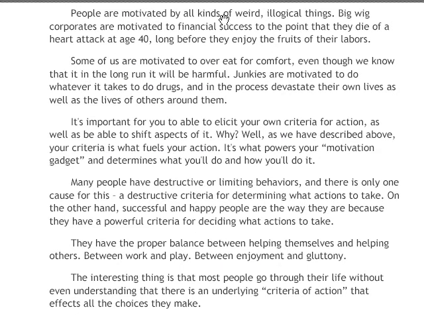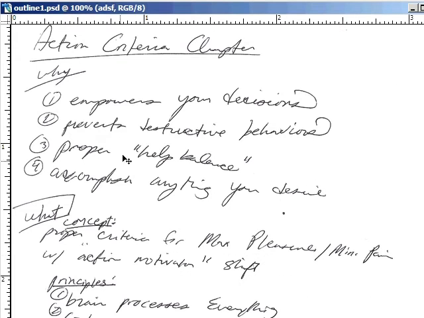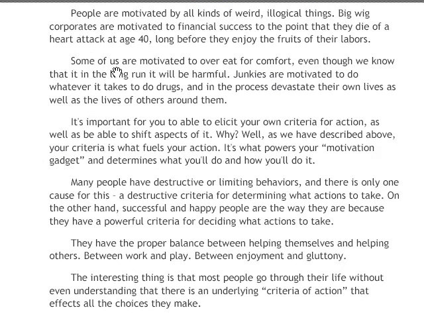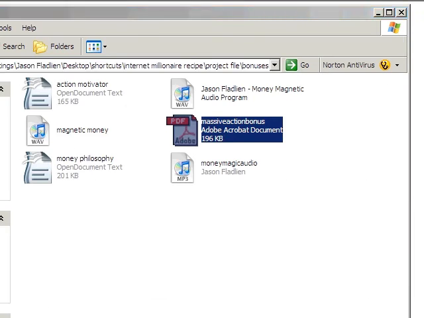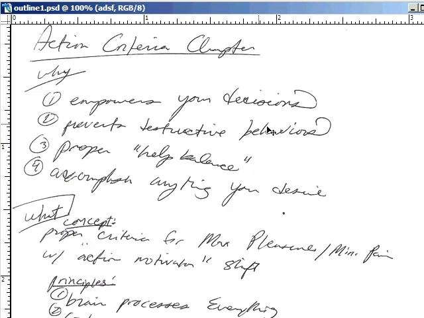People are motivated by all kinds of weird, illogical things. Bigwig corporates are motivated by financial success to the point that they die of a heart attack at age 40, long before they enjoy the fruits of their labor. This talks about the destructive behaviors. What I did is I looked at this and said, prevents destructive behaviors. So let me illustrate a destructive behavior so we can show them how to prevent it. Some of us are motivated to overeat for comfort, even though we know that in the long run it'll be harmful. Junkies are motivated to do whatever it takes to do drugs, and in the process devastate their own lives as well as the lives of others around them. So this also relates to destroying others, hurting others. The empowering yourself goes with preventing destructive behaviors to others. So I use it in there.